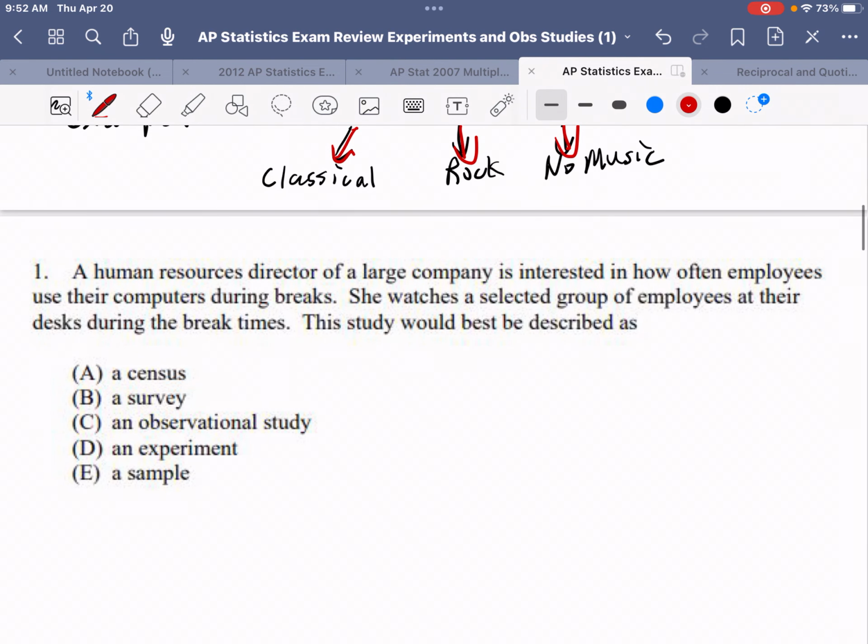Examples. A human resources director of a large company is interested in how often employees use their computers during breaks. She watches a selected group of employees at their desks during break times. This is an observational study, not an experiment, because this director didn't randomly assign some people to use their computers this much and others to not use their computers. She simply observed. So that's an observational study.